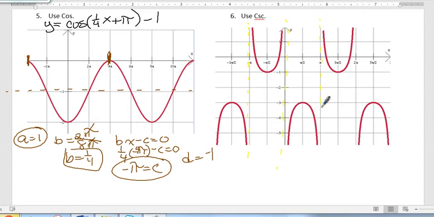I keep thinking to myself, the reciprocal of cosecant is sine, so let me see where I can find myself a sine curve. So it's happening here to here. Okay, so there's the sine curve that I'm looking at. That's where I'm going to grab the A, B, C, and D off of.